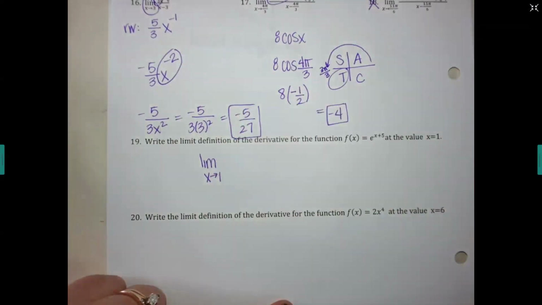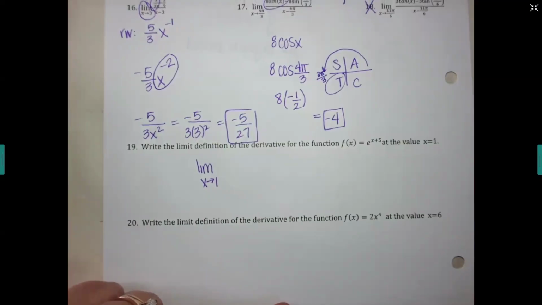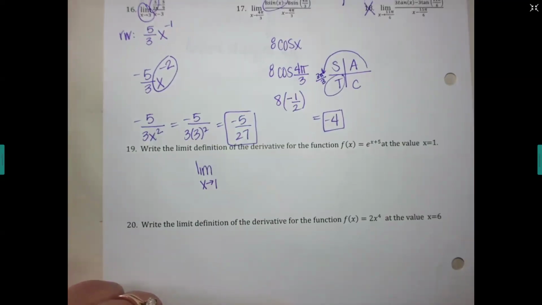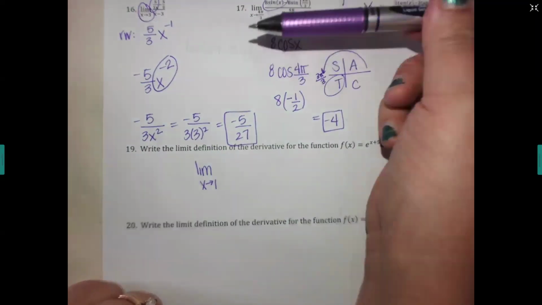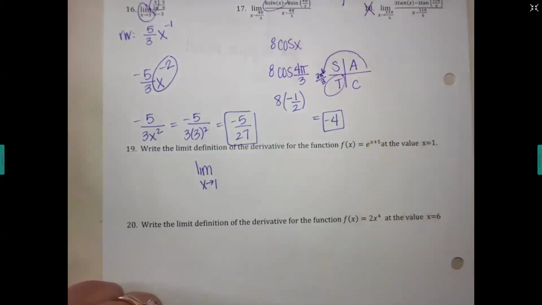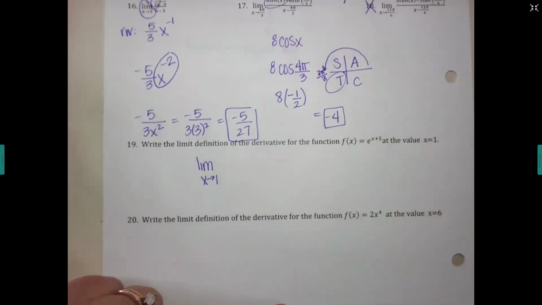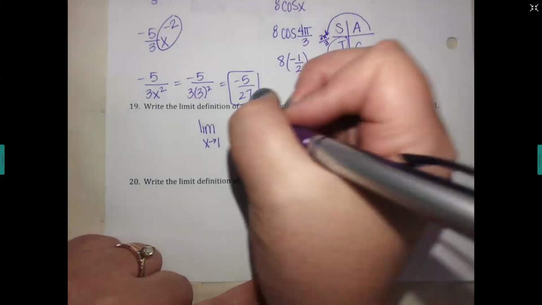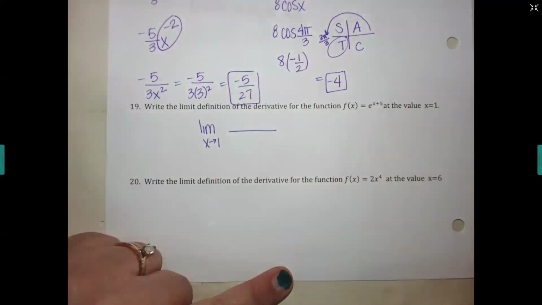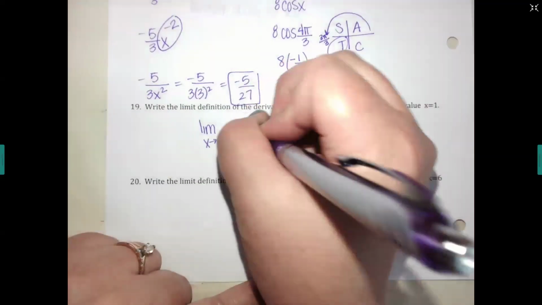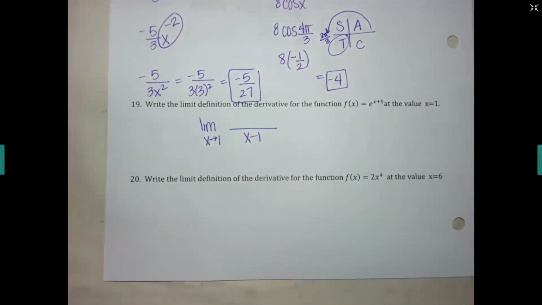Yes? Say that again. Because it was cosine, not secant. Secant is the one where you have to flip it. So lim x approaches 1. And then on the bottom, it's going to be x minus 1. Now, on top, it's going to be f of x minus f of 1.